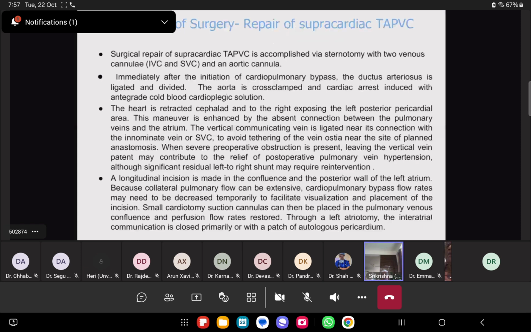A longitudinal incision is made in the confluence and the posterior wall of the left atrium. Because collateral pulmonary flow can be extensive, cardiopulmonary bypass flow rates may need to be decreased temporarily to facilitate visualization and placement of the incision. Small cardiotomy suction cannulas can then be placed in the pulmonary venous confluence and the perfusion flow rates are restored. Through a left atriotomy, the interatrial communication is closed primarily or with a patch of autologous pericardium.